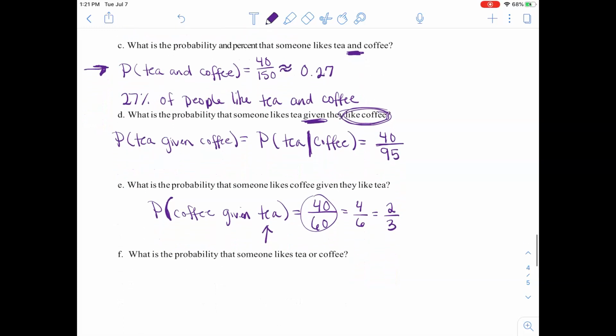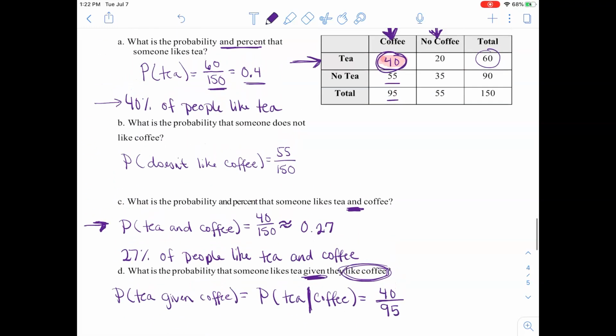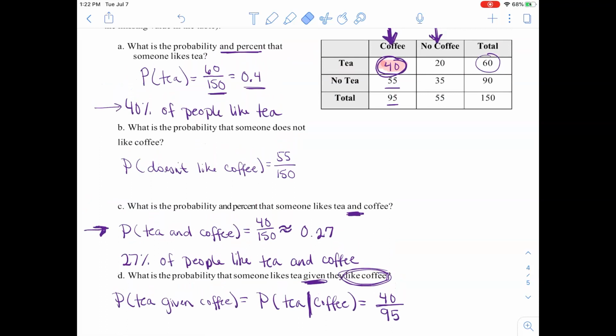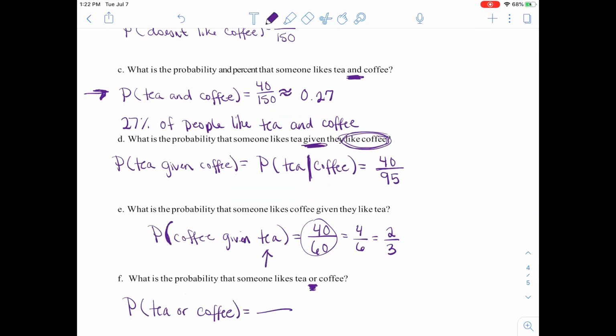Okay. So the last little example I have to show you is the or piece, and this is where the issue of overcounting can sometimes happen. What is the probability someone likes tea or coffee? Okay, so I'm going to go to my chart. There was no given piece, so I don't need to focus somewhere. My denominator will be all of it. So I know my denominator is 150.